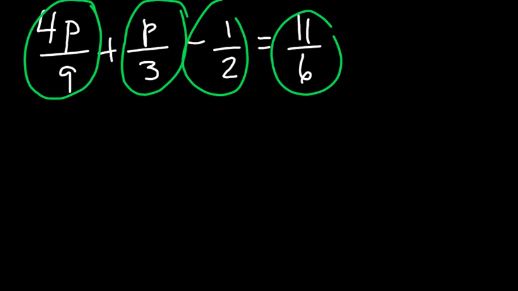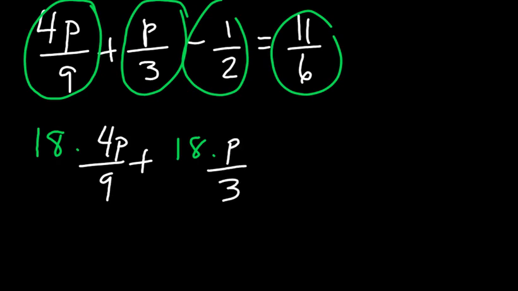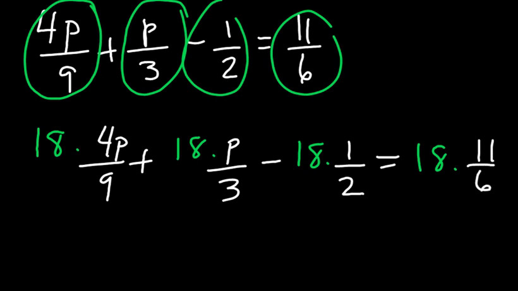So let's try that. So, 18 times 4p over 9 plus 18 times p over 3 minus 18 times 1/2 equals 18 times 11 over 6.